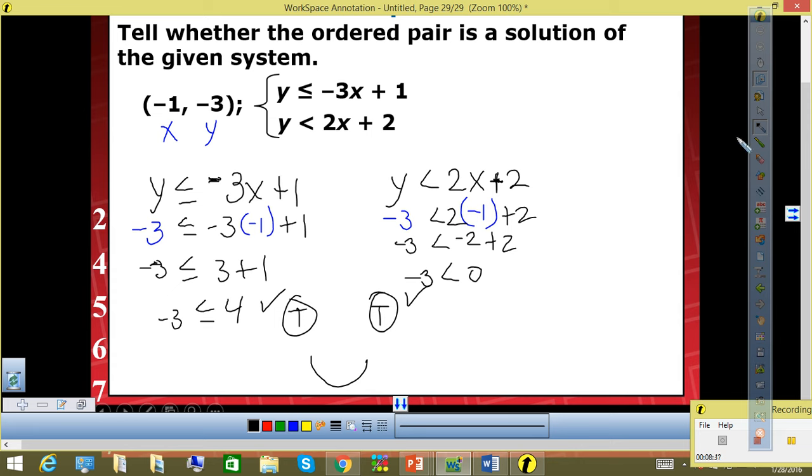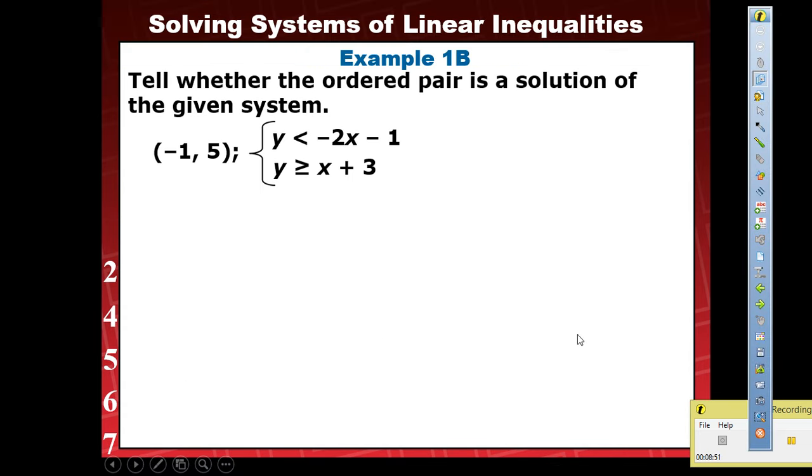Okay? Let's do one more of these just to make sure you got this. Here we go. Example 1B. You don't have to copy the instructions, just copy the point and the system. -1, 5, and the system is y less than -2x minus 1, and y greater than or equal to x plus 3. Copy that and go.